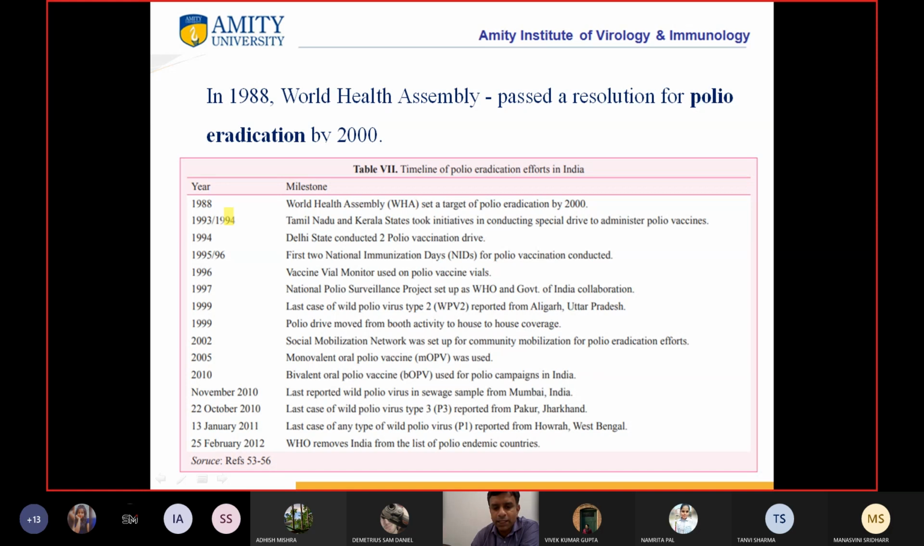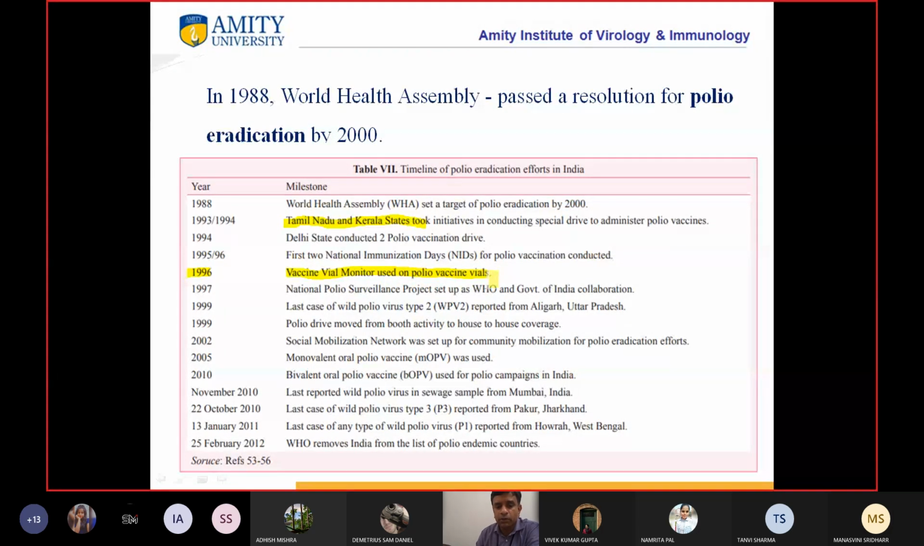So Tamil Nadu and Kerala state took the initiative in conducting special drives to administer polio vaccine, right? So in India in 1993-94, it actually started in Tamil Nadu and Kerala, that they took the initiative for mass polio vaccines. Delhi state conducted 2 polio vaccine drives. Then national immunization days were conducted. And then another very important thing came, which was the vaccine vial monitor used on polio vaccine vials.